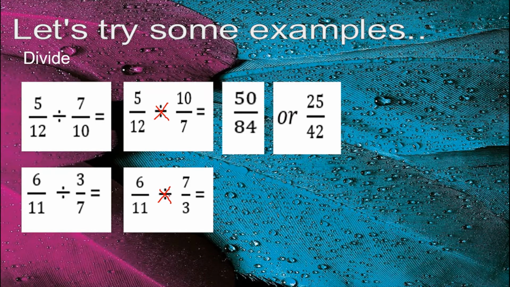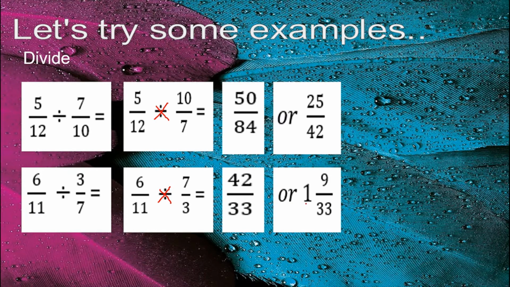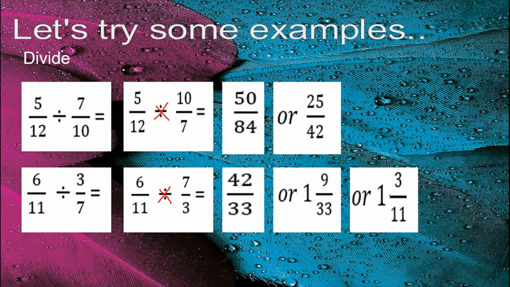We do now top times top, bottom times bottom. So 6 times 7, the answer here is 42. 11 times 3, the answer here is 33. Now, since our answer is an improper fraction, don't forget to change this one into a mixed number. So, for our final answer, we have here 1 and 9 over 33. But I guess I can still simplify 9 and 33 by dividing by 3. Okay, so we have 1 and 3 over 11.